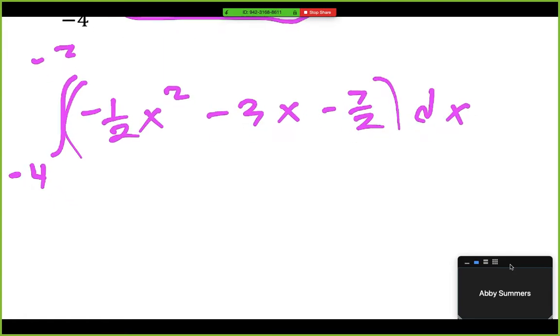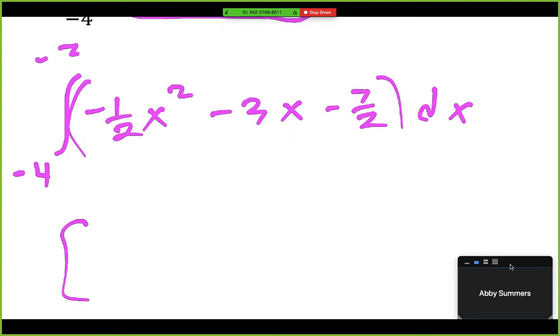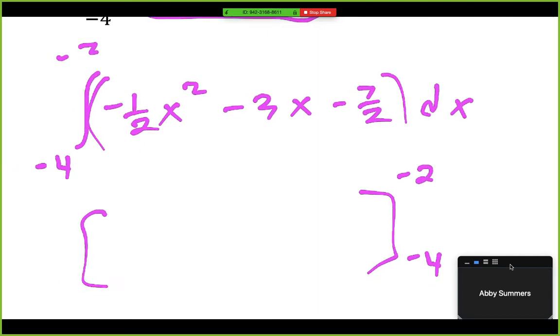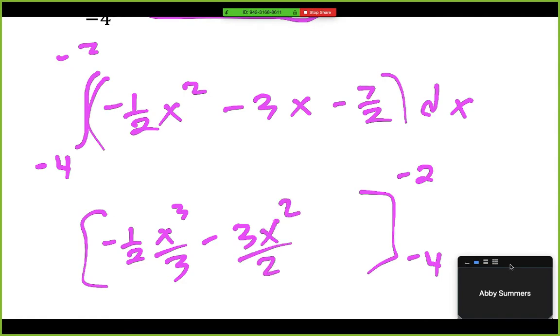And then when I antiderive, the fundamental theorem in a definite integral is you're going to get the antiderivative. I put it in a bracket, and I put negative 4, negative 2, the upper and lower bound on the right-hand side of it, and I place the antiderivative inside here, which would be negative 1/2 x to the third over 3, add 1 to the power and divide by it, 3x to the second, not 3 to the second, x to the second over 2, and then minus 7/2, and any constant, the antiderivative is just that constant times x.